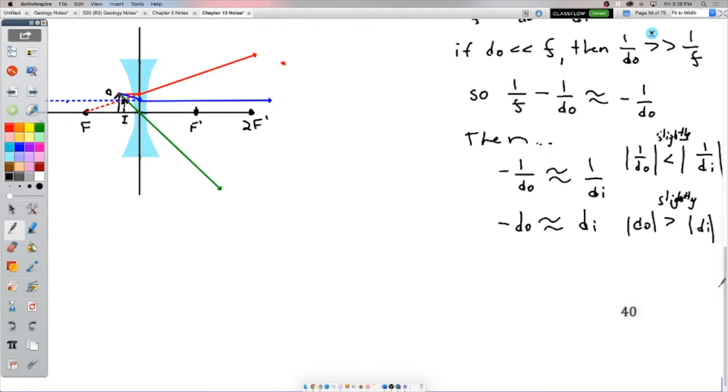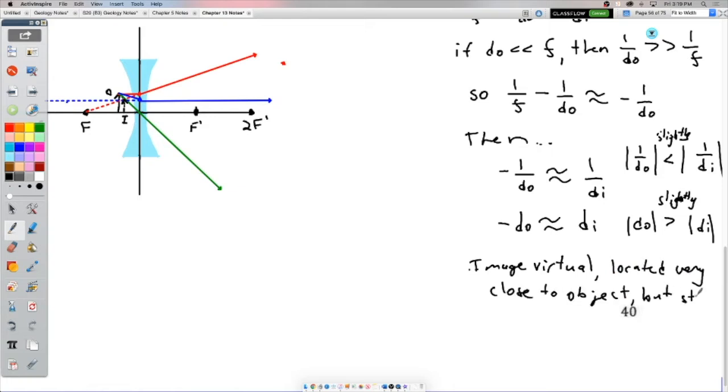So you can see as d_o basically becomes 0, d_i gets closer and closer to being d_o. It can never be exactly the same, but d_i approaches d_o as d_o approaches 0. So what does this tell us? Well, if negative d_o is d_i, and d_o is by default positive, then d_i will be negative, so the image will be virtual, located very close to the object, but still closer to the lens than the object.